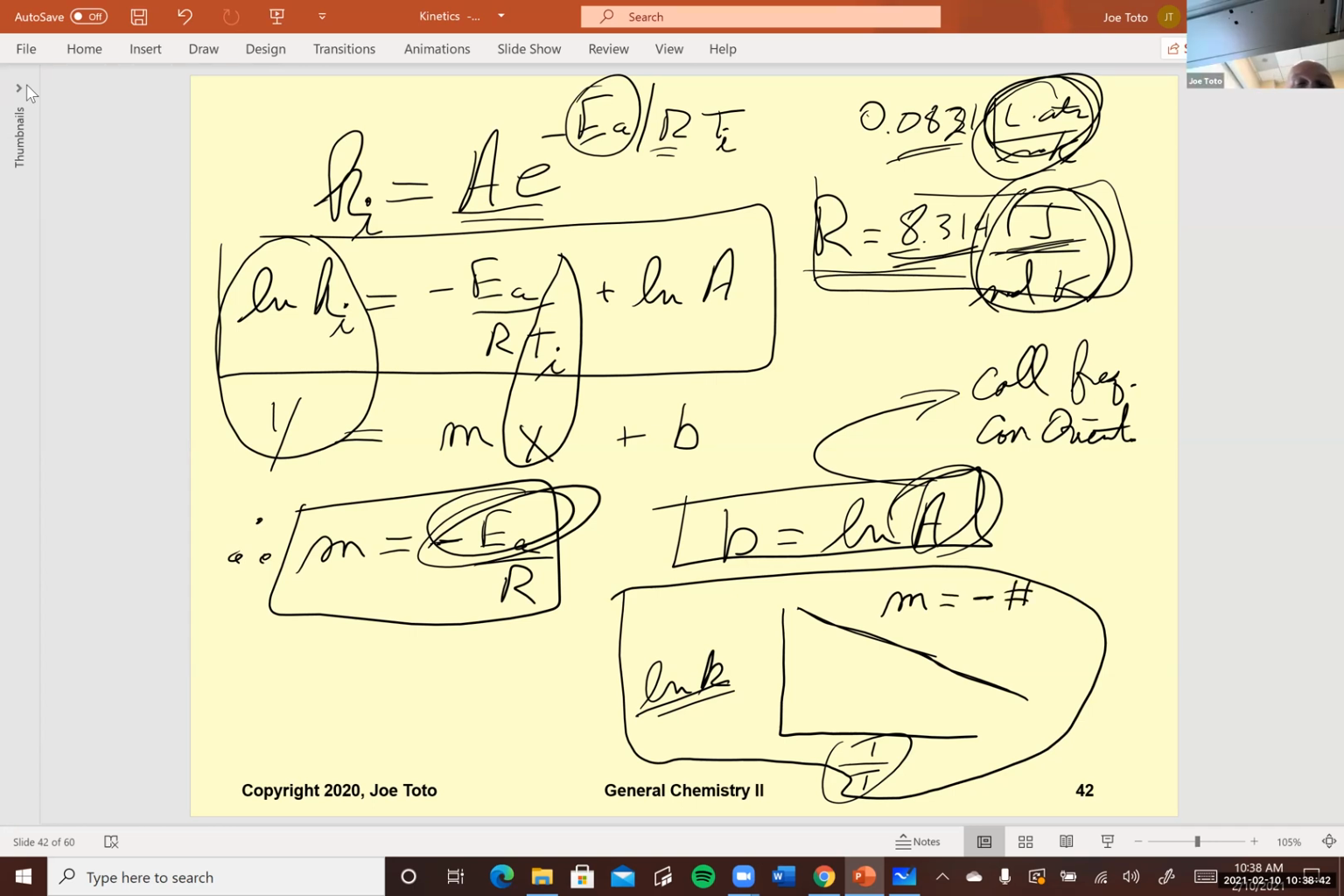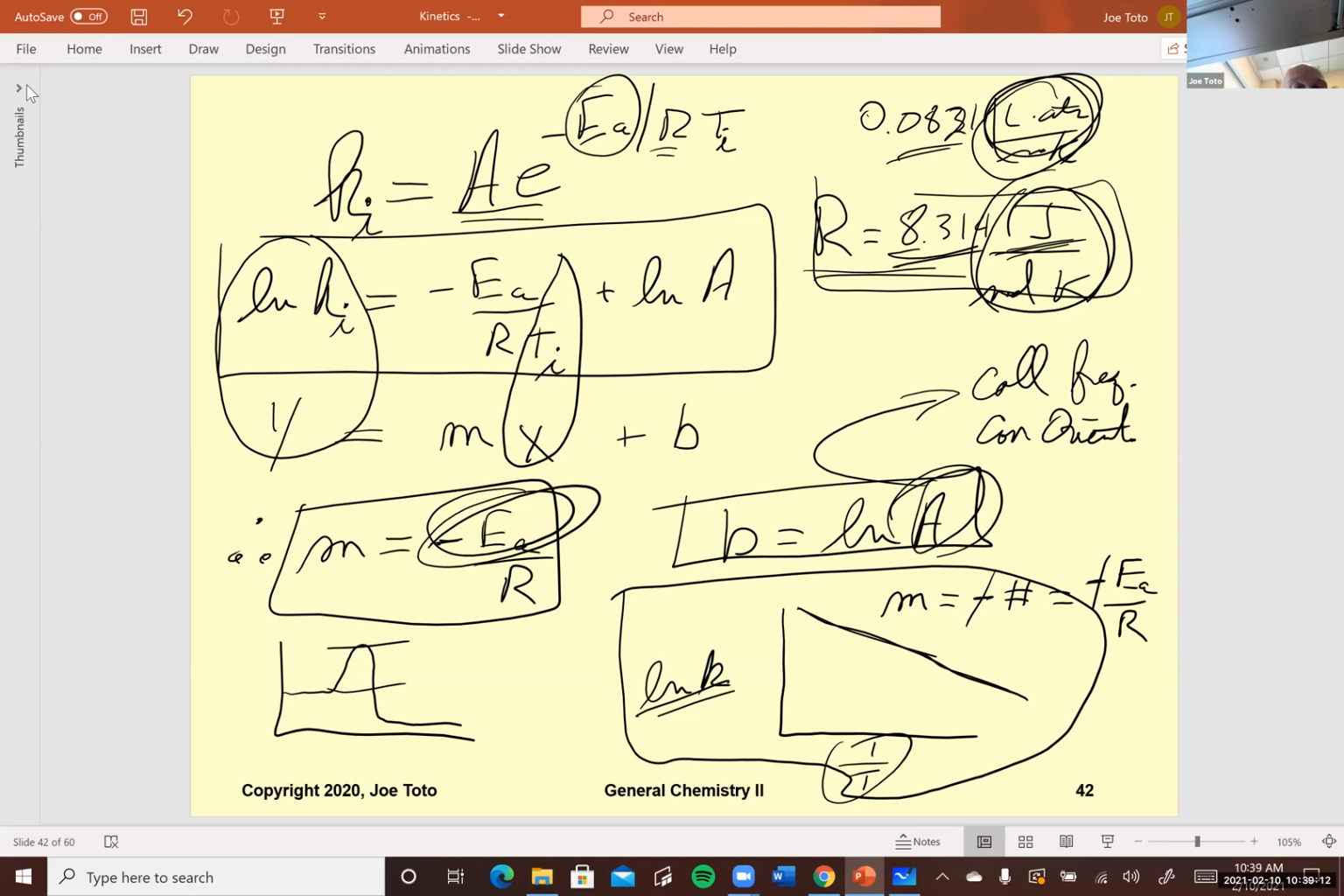And as we see over here, that's going to equal minus EA over R. So the negatives have to cancel. So I get a positive EA, because you don't have a reaction with a negative EA, at least not the ones we're going to study. It's always positive, that activation barrier. You always have to go up to break the bonds in the reactant.